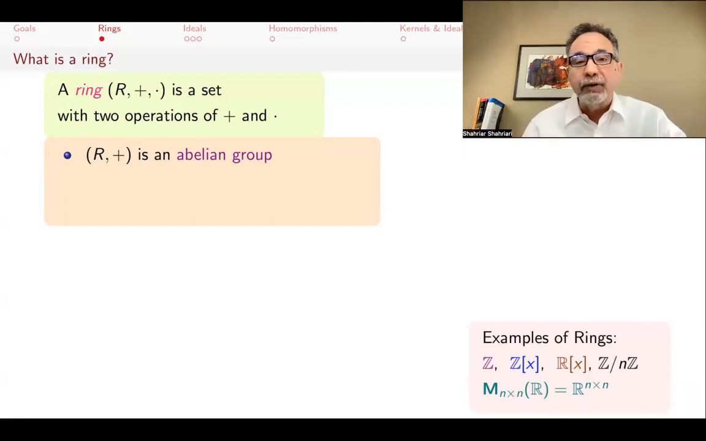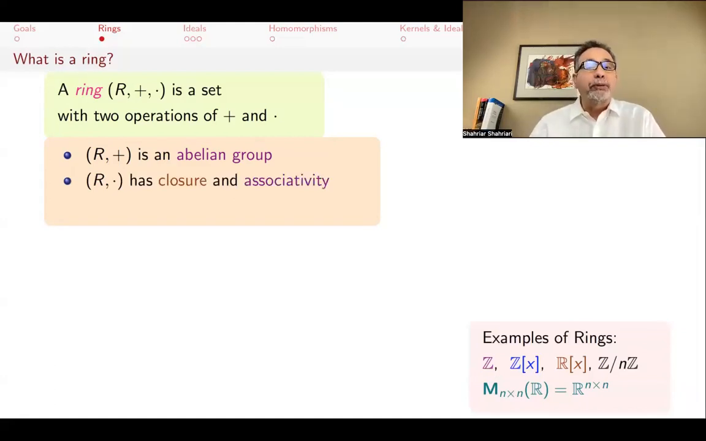In a different video, we have talked about why addition needs to be commutative. With multiplication, we don't require that much. We just require closure and associativity. So if you take two elements and multiply them, the product has to stay within the ring, and (AB) times C should be A times (BC). Now we call these operations addition and multiplication, but they don't have to be the actual addition and multiplication of numbers, because the objects we work with are not necessarily numbers.